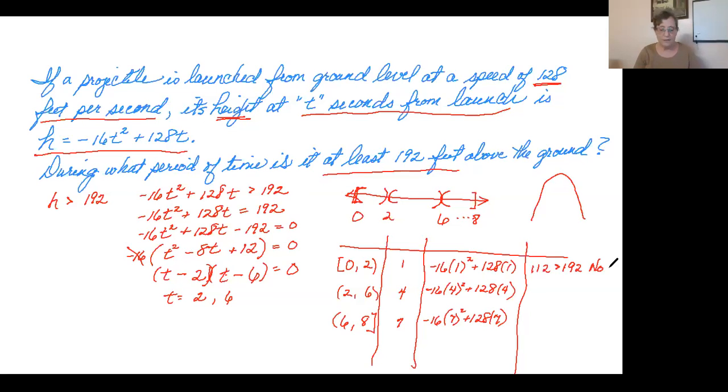How about 4 squared is 16. 16 times 16 is 256. Negative, so I've got negative 256. Plus 128 times 4, 512 minus 256 is 256. So when I plug in the 4, at 4 seconds, it's 256 feet above the ground, which is greater than 192.